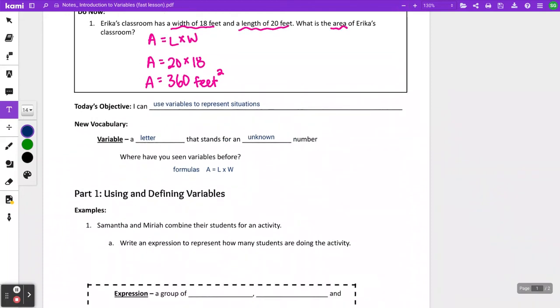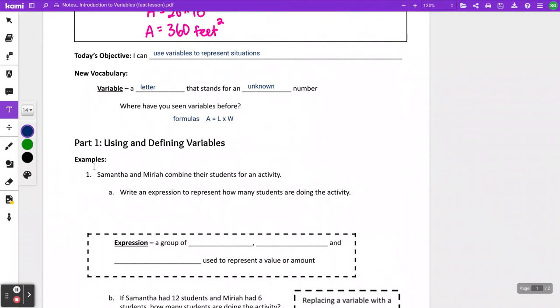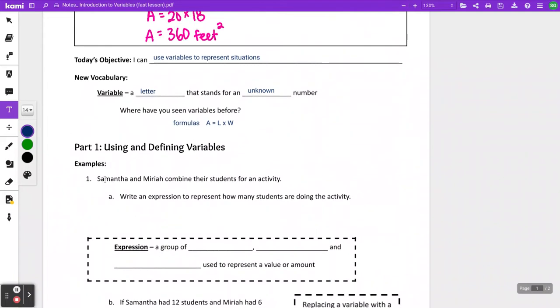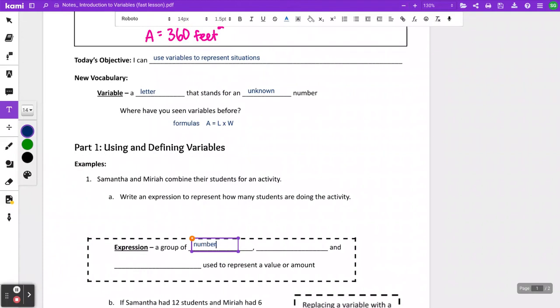So to get us started, our first example right here is about me and Mariah. The story says Samantha and Mariah combine their students for an activity. Now, when we're reading through these situations today, each of them I'm going to ask you to write an expression to represent it. And when we write our expressions, we've done this before, and our expressions have had numbers in them, and they've also had operations.